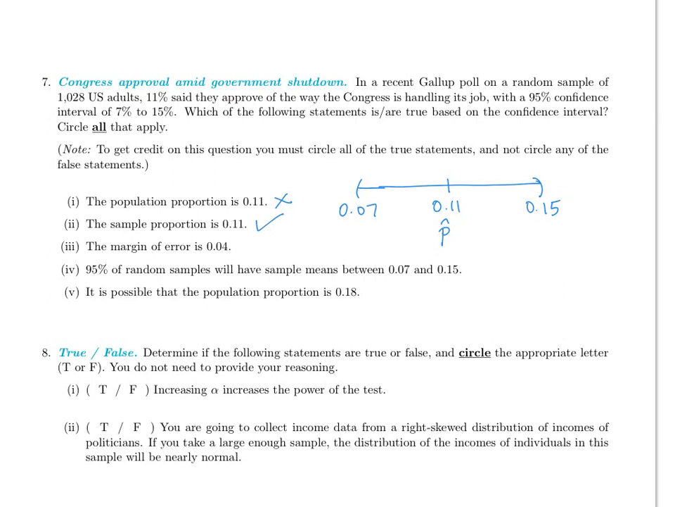What do we think? How do I construct a confidence interval? Sample statistic plus or minus a margin of error. So basically, whatever this distance is, that should be my margin of error. And indeed, that looks like that's 0.04, right? 95% of random samples will have sample means between 7 and 15%. What do we think?